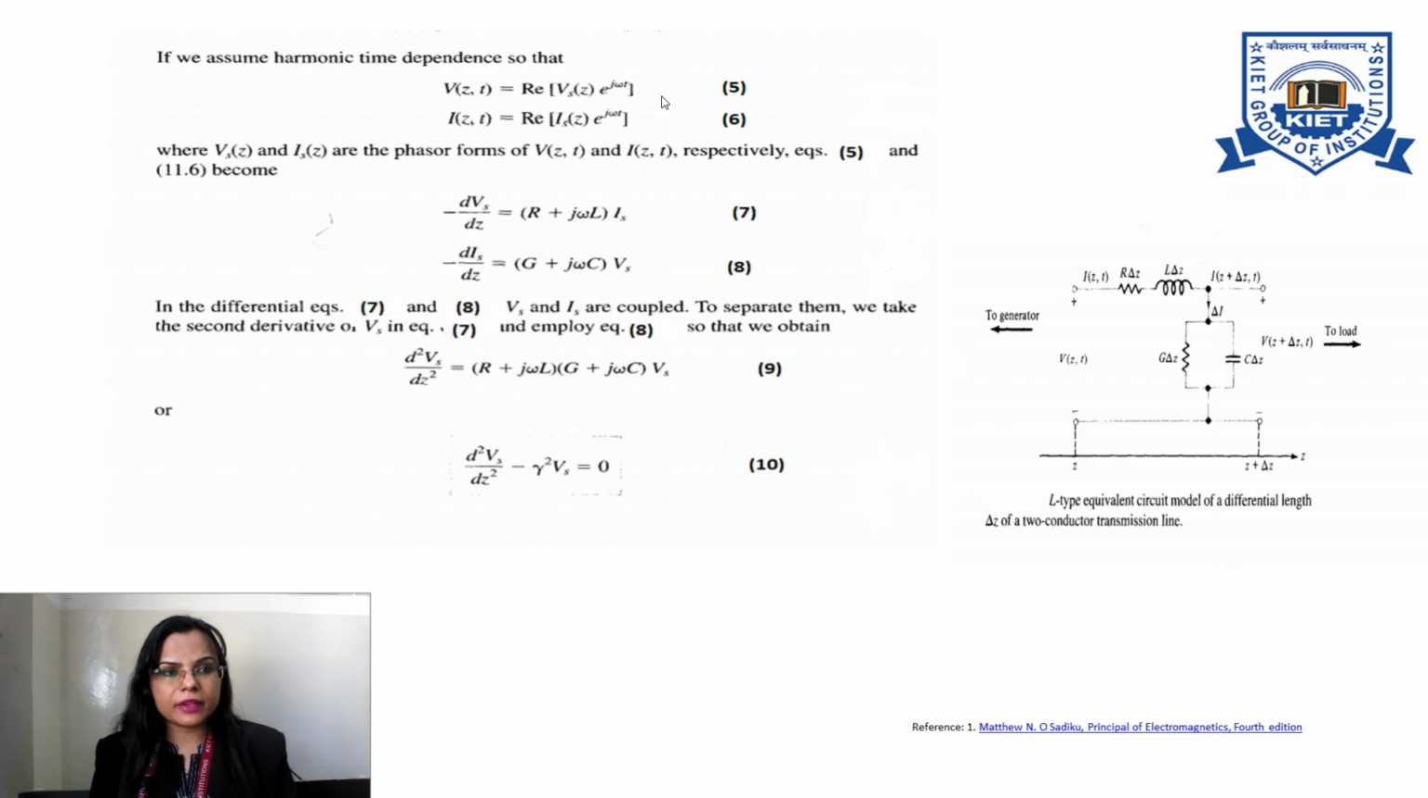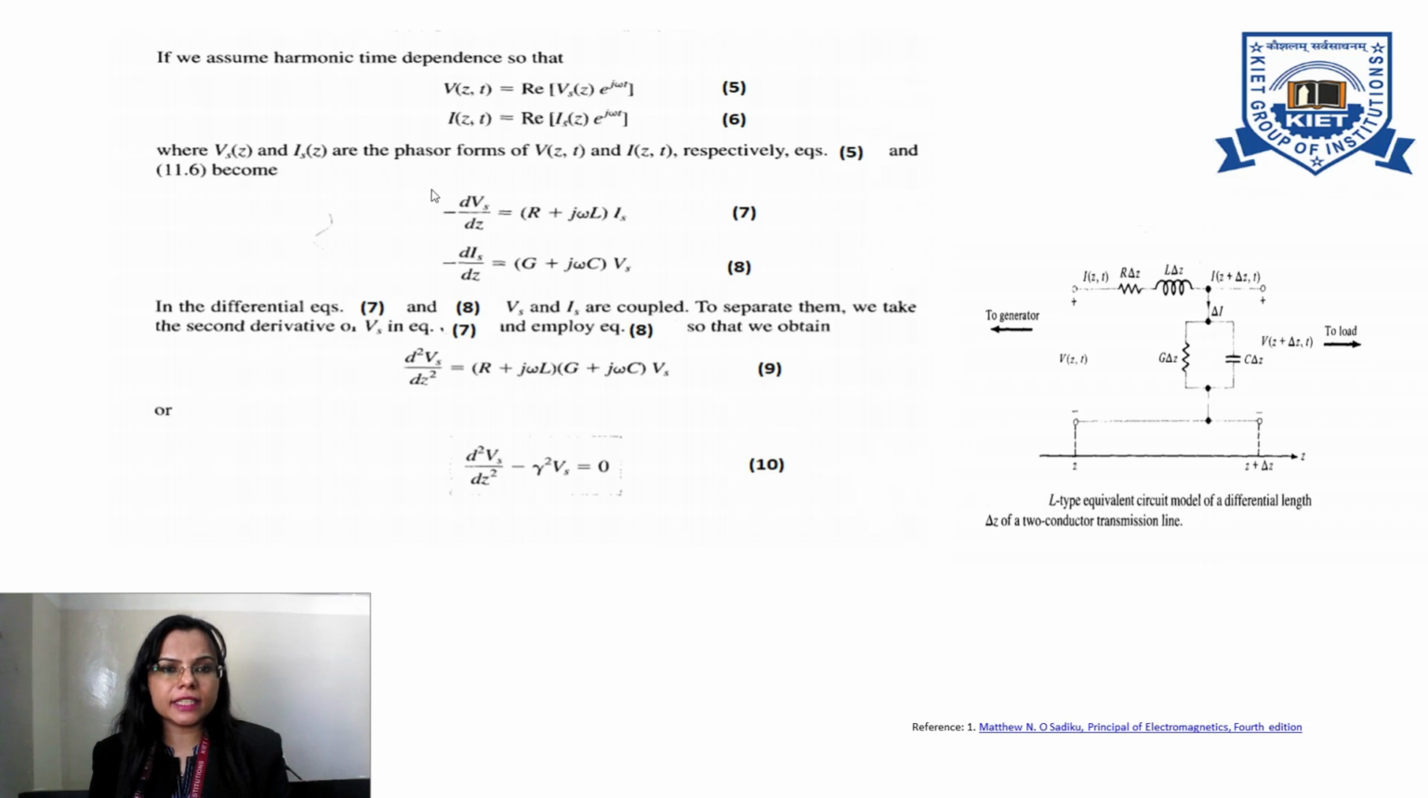So, equation 5 becomes minus dVs over dz equal to R plus j omega L into Is, and equation 6 becomes, taking the derivatives in phasor form, minus dIs over dz equal to G plus j omega C into Vs. In the differential equations 7 and 8, Vs and Is are coupled. So, to separate them, we take the second derivative and employ equation 8 in equation 7.